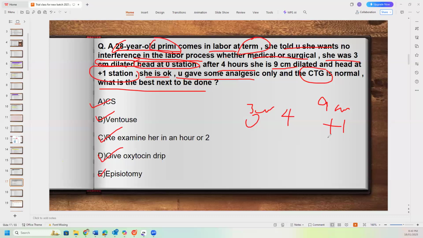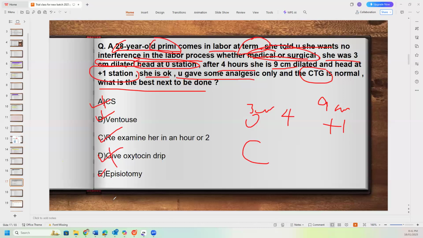What will you do in this situation? You will just re-examine her again. So the correct answer is C. She said she doesn't want any medical and surgical intervention. So no to cesarean and no to oxytocin drip.